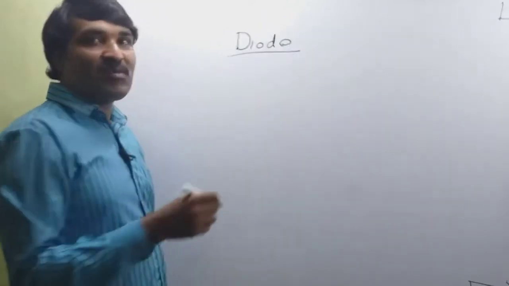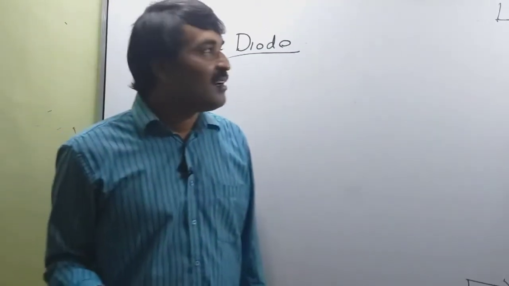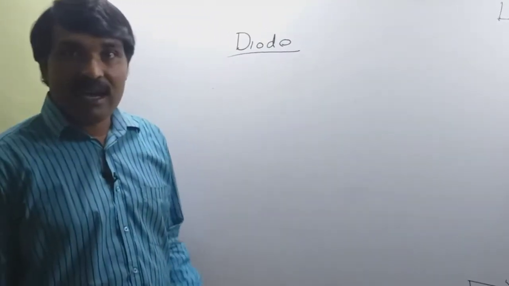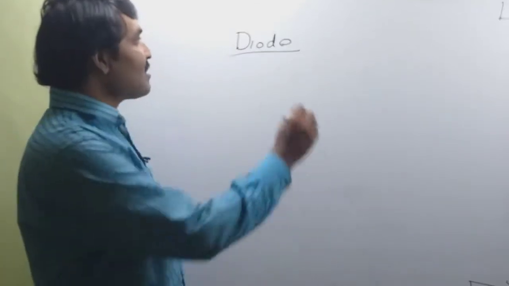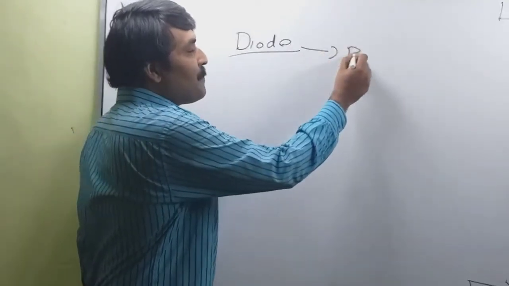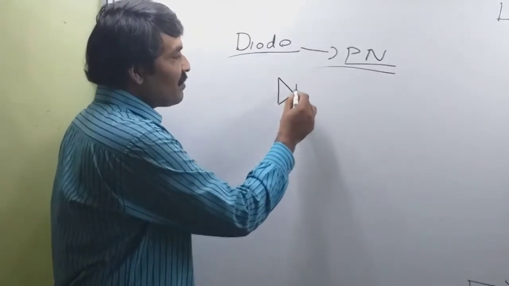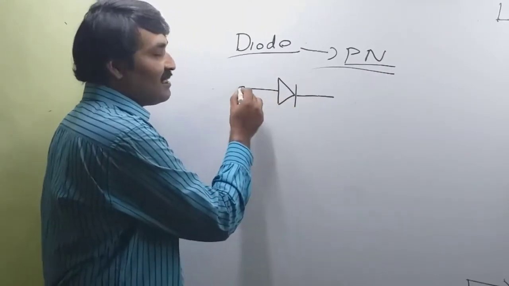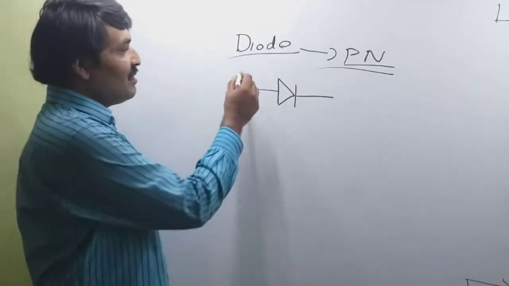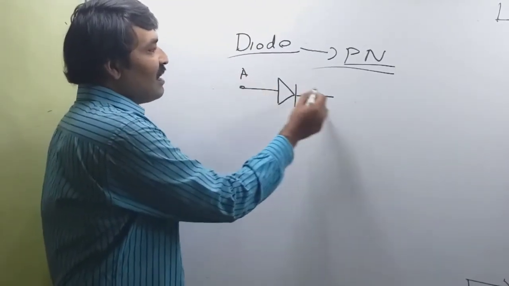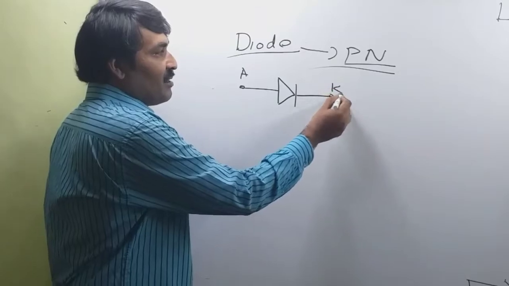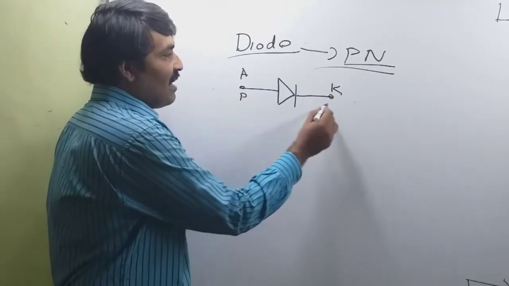So our topic is about diode. We have different types of diode having various purposes. In this section, we are going to discuss the PN junction diode. This is the circuit symbol of a PN junction diode. This is our anode and cathode K. So I am representing P and N.